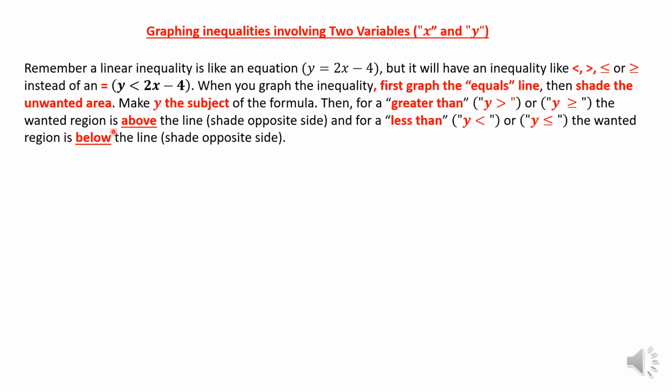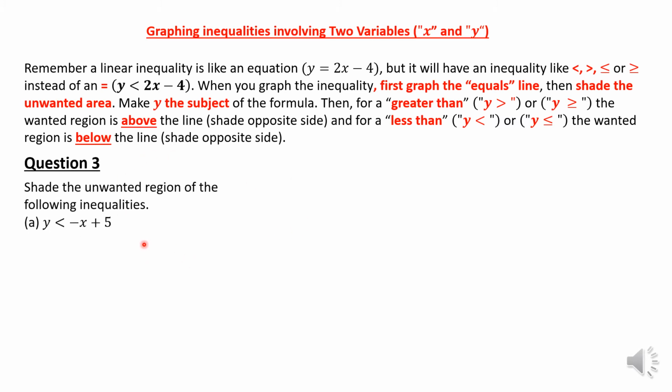Now, when you shade the unwanted region, it is sometimes better if you make y the subject of the formula. When you get inequalities like y is greater than something, or greater than or equal to, the wanted region is above the line, and you shade what is under. For less than or less than or equal to, the wanted region is below the line, and you shade the opposite side. But you're going to see once we do some questions.